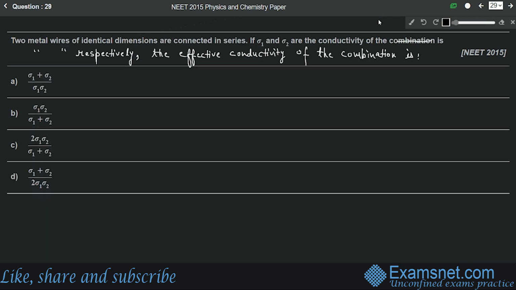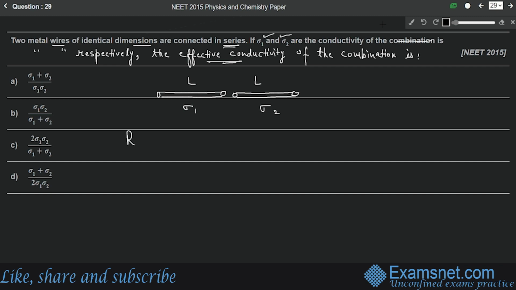Next question is from current electricity: two metal wires of identical dimensions are connected in series. If sigma 1 and sigma 2 are the conductivities of the metal wires respectively, then the effective conductivity of the combination is. Okay, so we have two metal wires, this is the first and this is the second. They have identical dimensions, that means L1 equals L2, so let's say L is the length of each. The conductivities are sigma 1 and sigma 2. When they are connected in series, we have to find the effective conductivity of the combination.